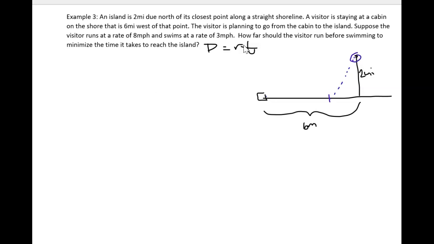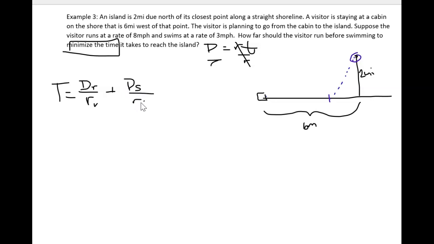So we're going to be looking at distance, rate, time, and we're going to look at two different expressions. Ultimately, we're trying to minimize the time. So we need to create an equation that represents the total time for travel. If you look at your distance, rate, time problem, you can solve for the variable time by dividing both sides by r. So I know that my total time is the distance spent running divided by the speed that I run plus the distance I spend swimming divided by the speed that I swim.